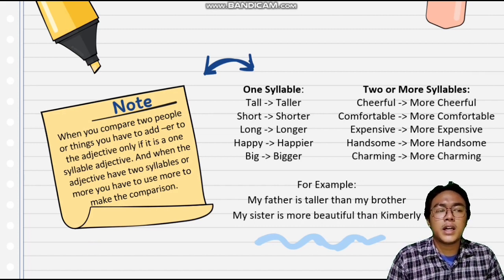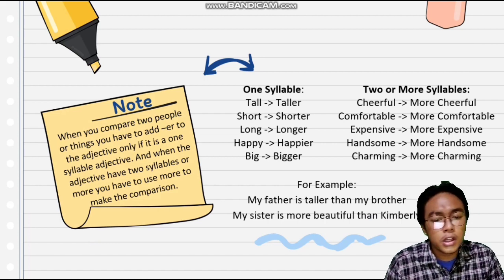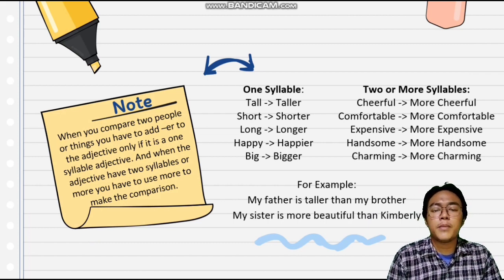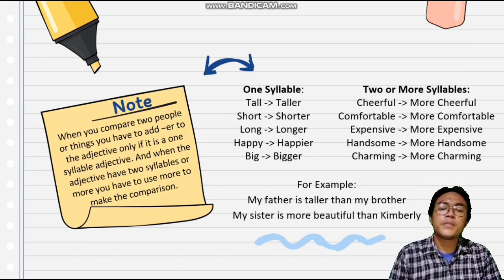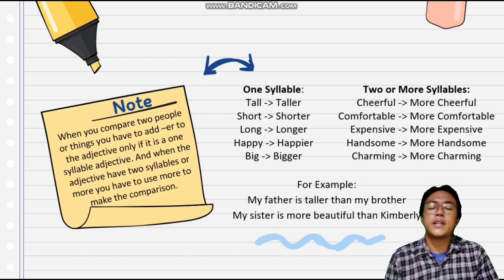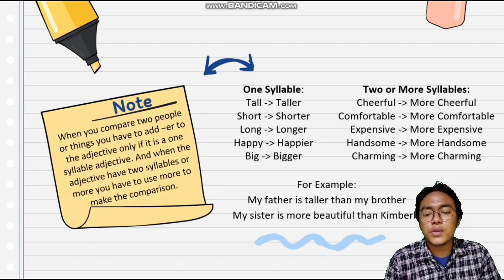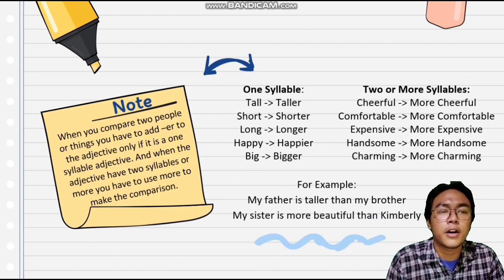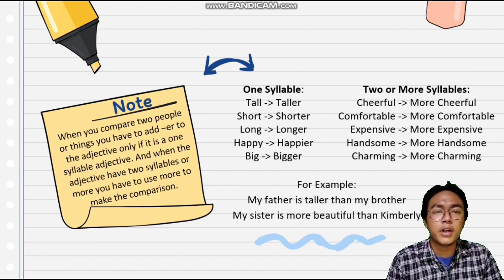The examples of one syllable are tall to taller, short to shorter, long to longer, happy to happier, and big to bigger. And the examples of two or more syllables are cheerful to more cheerful, comfortable to more comfortable, expensive to more expensive, handsome to more handsome, charming to more charming. For example, my father is taller than my brother. And the second one, my sister is more beautiful than Kimberly.